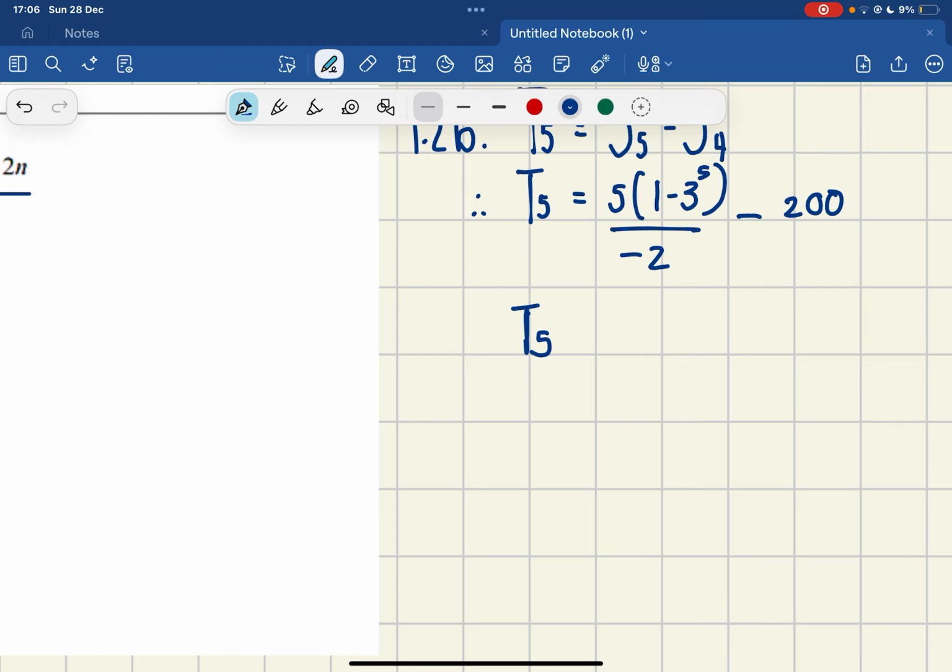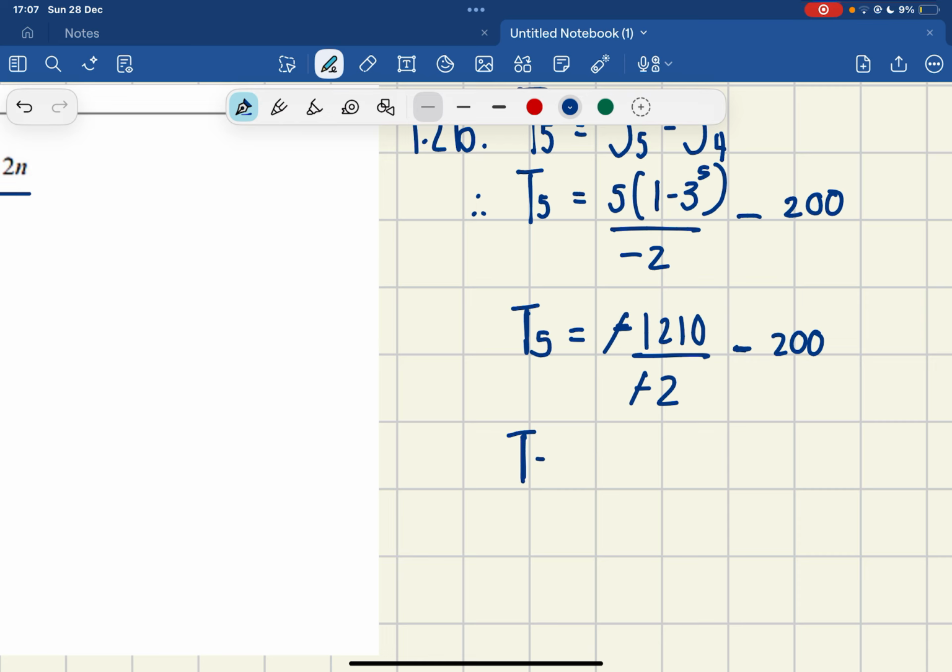1 second, boys and girls, just plugging this into your calculator. If we plug this into your calculator, if we simplify the top, we get 5 multiplied by 1 minus 3 to the power of 5. That gives us negative 1,210 all over -2, I mean, minus 200.